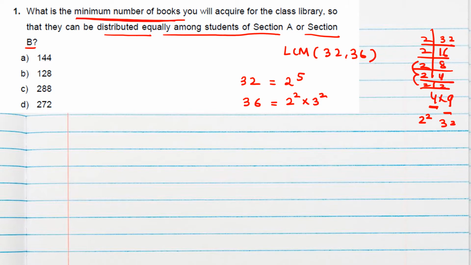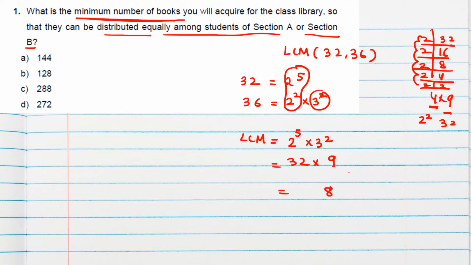Okay, so 2 power 5. Now, to find the LCM, we use the common element. For the common element, since 2 is the common, we take the highest power, 2 power 5, and then 3 square. So we write the highest power of all the elements involved. Okay, this is by the definition. So 2 power 5 means 32 into 9. If we multiply this, we will get 288. Okay, so 288 is the minimum number of books that are required.